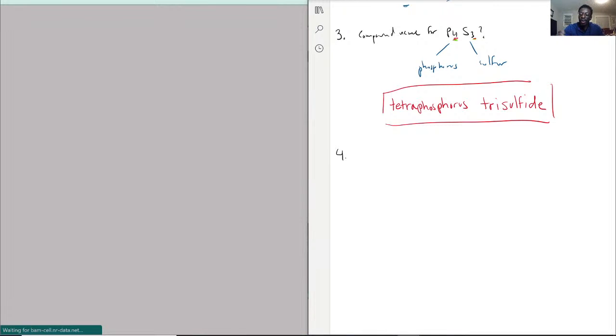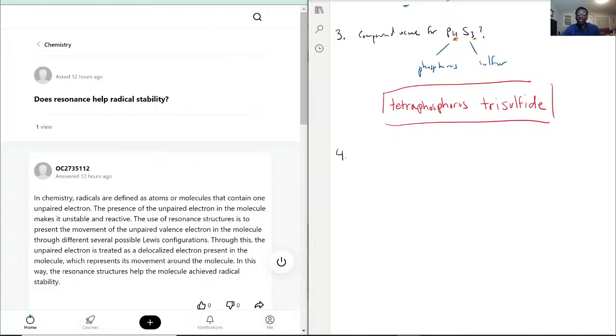So number 4, we have, does resonance help radical stability? So this is also more of a conceptual question. Does resonance help radical stability? Okay, so in short form, yes. The answer is yes, but in long form, how?